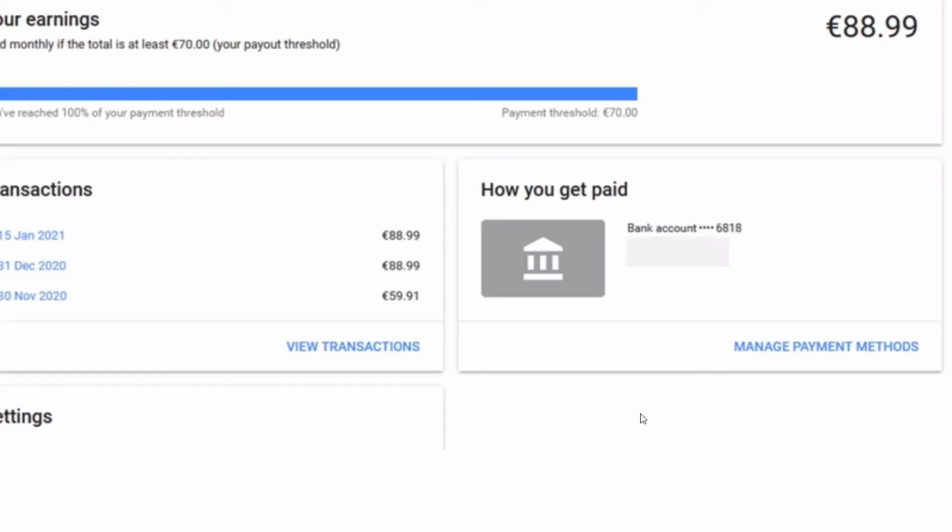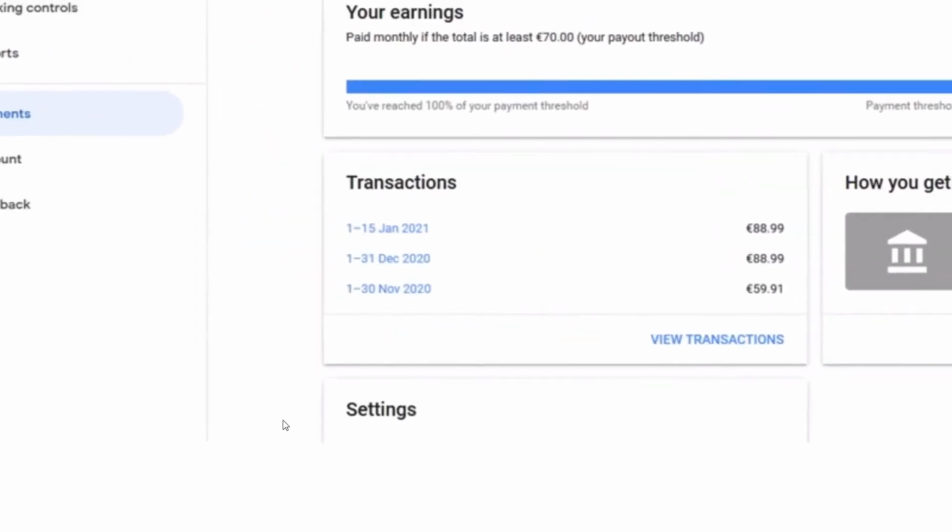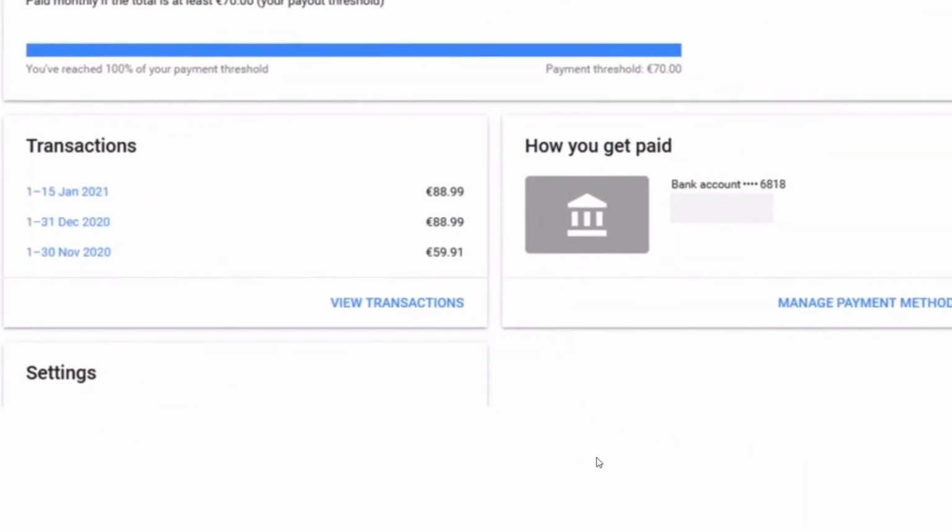When you finally reach the threshold, since I reached the 70 euros on the 11th, it doesn't mean on the 11th I will receive my money, but I will receive my money in my bank account between the 21st and the 26th. That is, if only I haven't set any payment hold, that is, if I haven't clicked on settings and instructed AdSense to pay me after some month period or some time period.